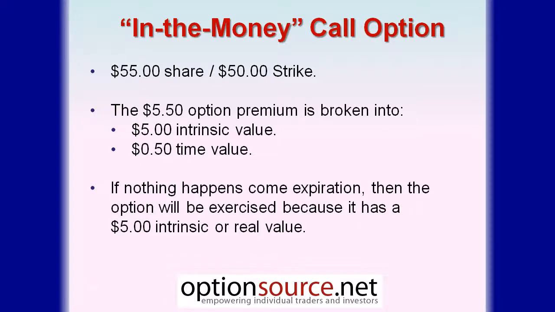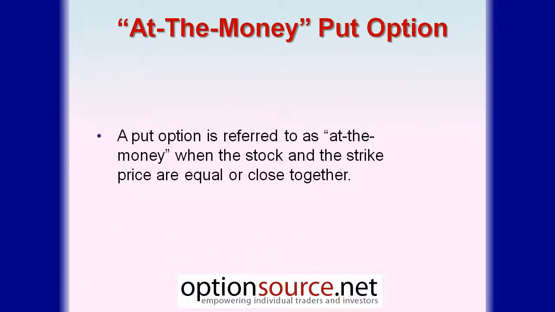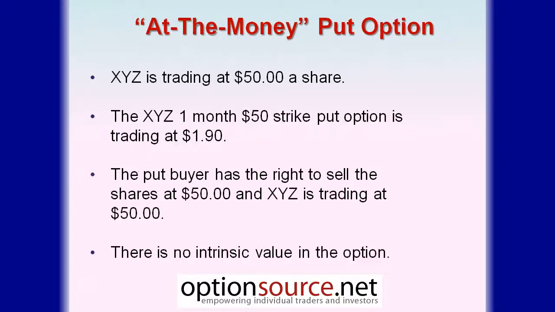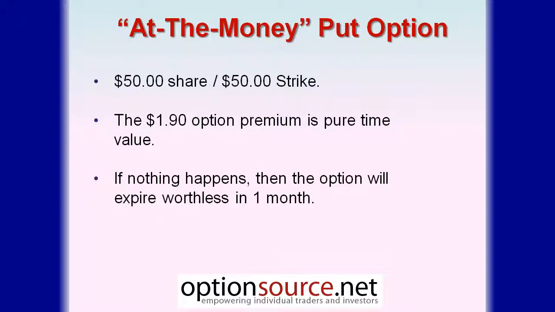A put option is referred to as being at the money when the price of the underlying and the strike price of the option is equal or close in value. With XYZ trading at $50 per share, a 1 month 50 strike put option may be trading at $1.90. In this example, the put buyer has the right to sell the underlying share at $50. However, since the share value is equal to the strike price of the put, there is no intrinsic value. The $1.90 price of the option is made up entirely of time premium, which means that if the share value does not drop below the strike price of the put, the option will expire worthless.